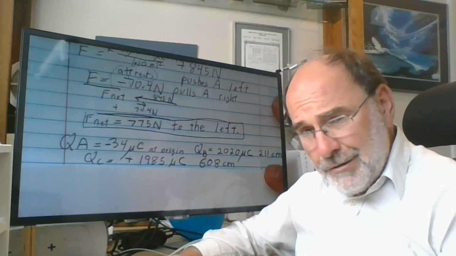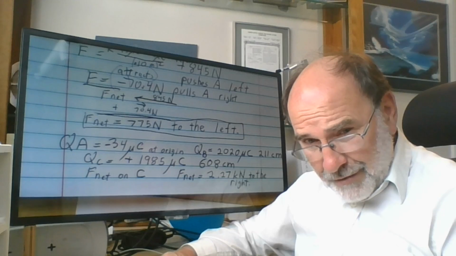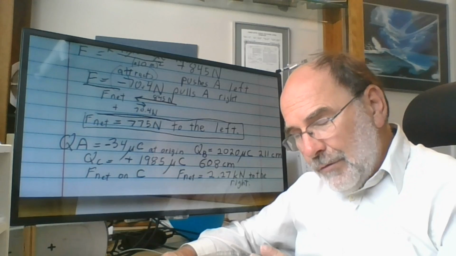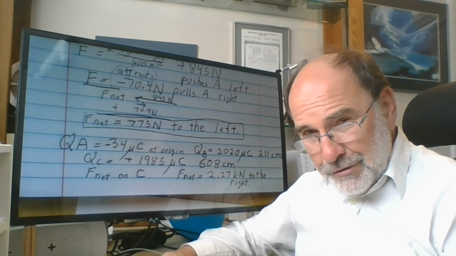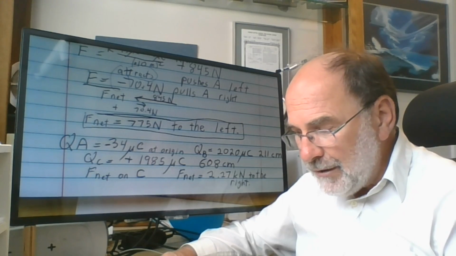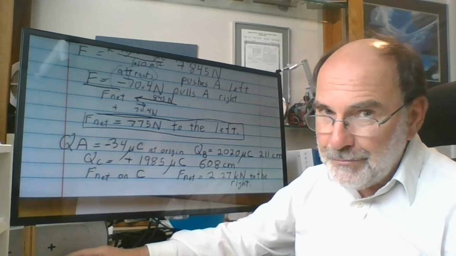So I left that as a positive in my calculator, and I just entered it all at once. And here's my result, assuming I didn't make any mistakes. I got 2.27 kilonewtons as my net force. Overall, C is being pushed to the right stronger than it's being pulled to the left. So the net force is 2.27 kilonewtons to the right.